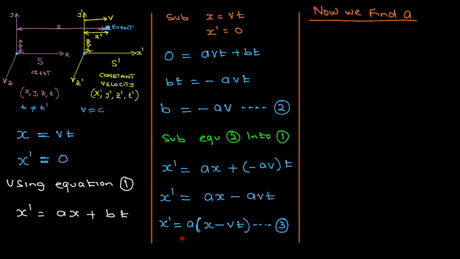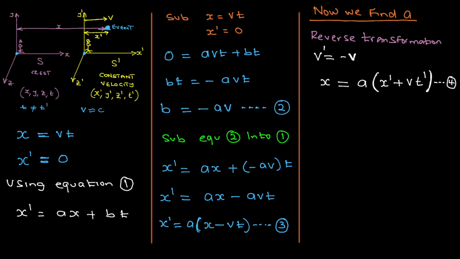That represents the Galilean equation for x prime, which is x minus vt, but this time it's multiplied by a factor, and this a will be the Lorentz factor. That's what we need to find. The reverse transformation will be exactly the same, but we write x rather than x prime. The velocity v prime is minus v because it's going in the opposite direction, going back from S prime to S.